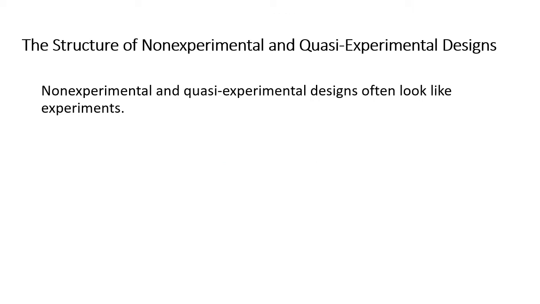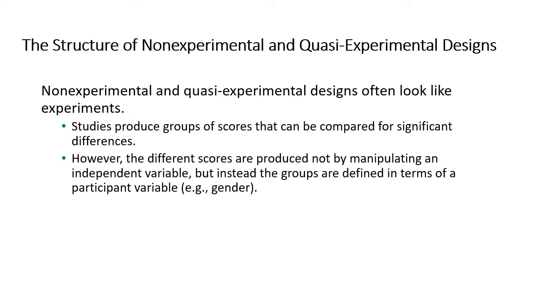So what ends up happening is non-experimental and quasi-experimental designs often look like true experiments. If you look at them on the surface, they're the same thing, or they're similar. They are studies that can produce groups of scores that can be compared for significant differences, so you can get differences between two different groups. The biggest difference, and this is mainly in quasi-experimental, is that we don't produce groups by manipulating an independent variable.